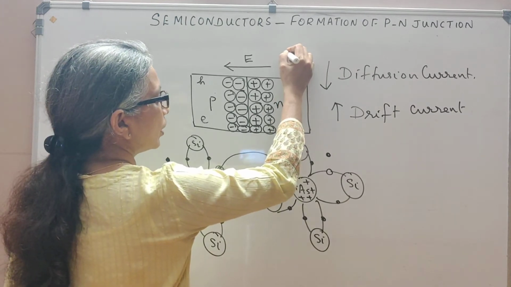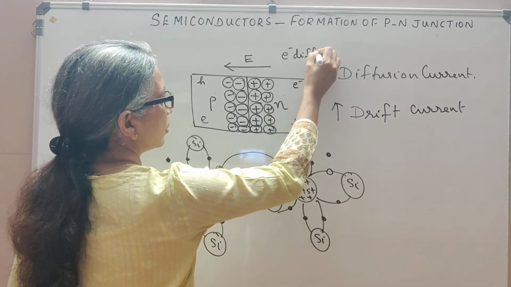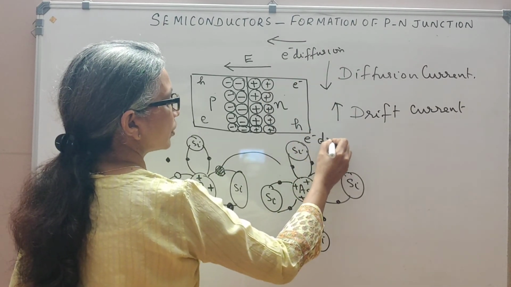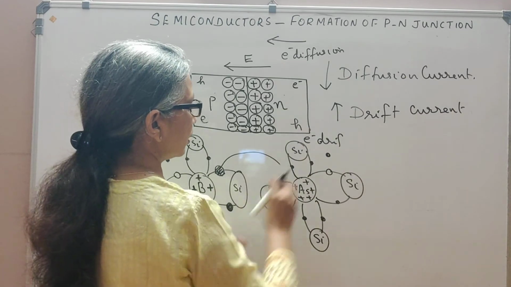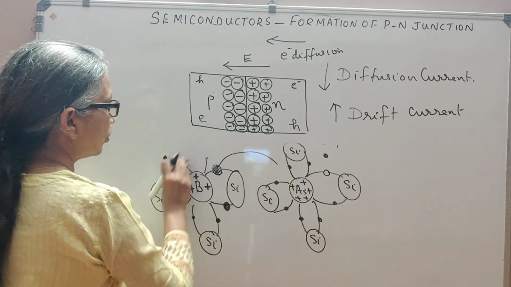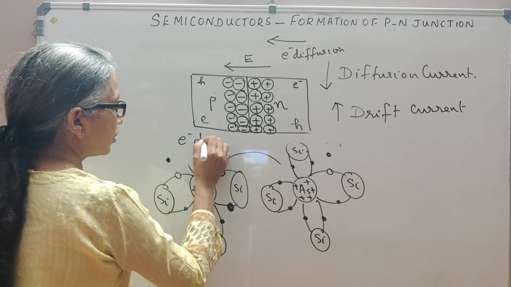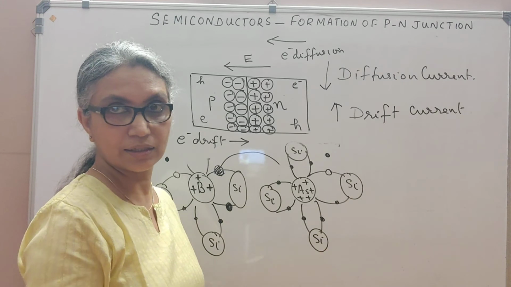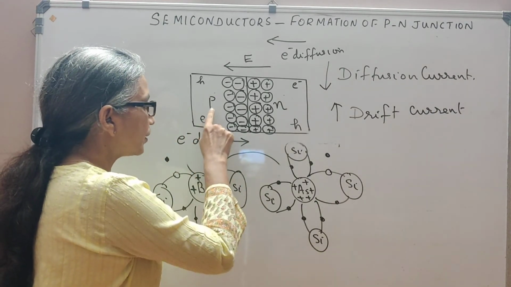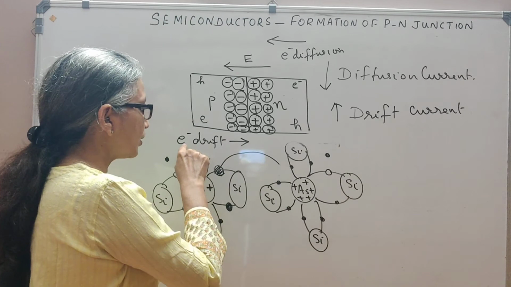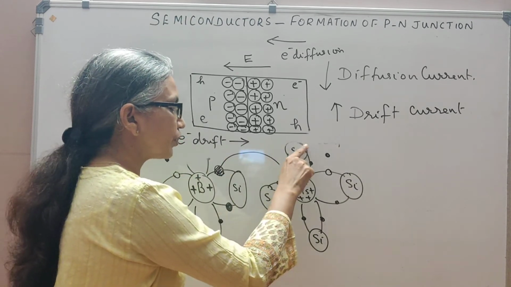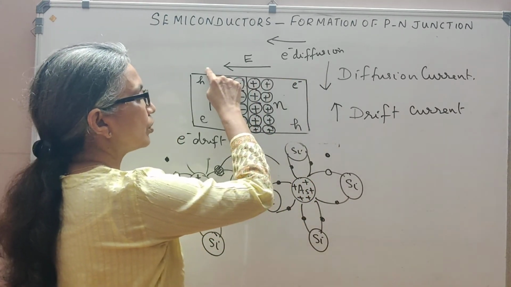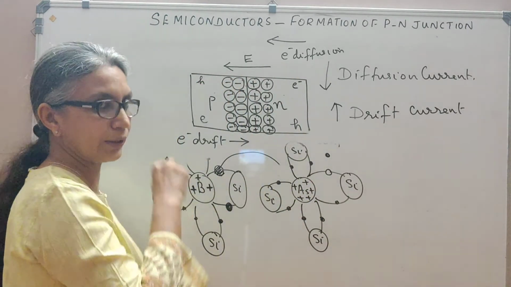I'll write it here for you. Electron diffusion is in this direction, whereas electron drift is in this direction. What is drift? A minority carrier current, right? So on the P side, the electrons are the minority carrier, and that's why I've shown electron drift in this direction. Here electrons are the majority carrier, so when they cross over to this side, I've shown you electron diffusion in this direction.